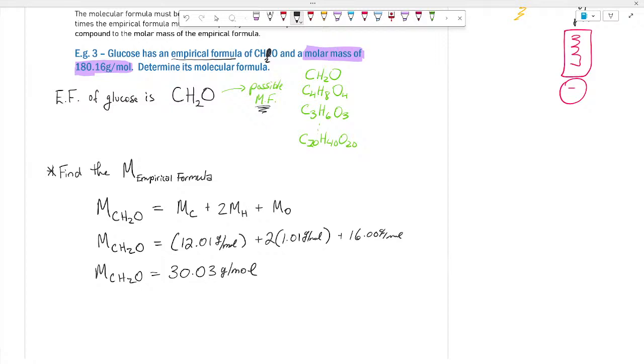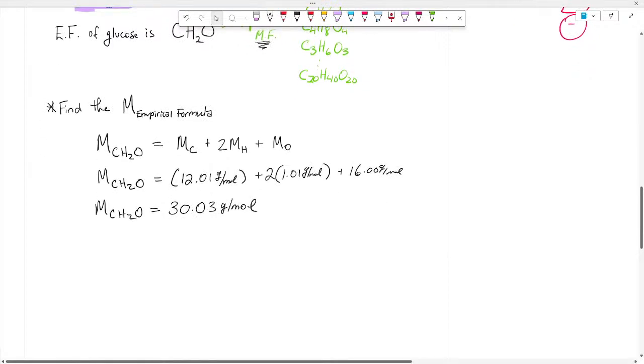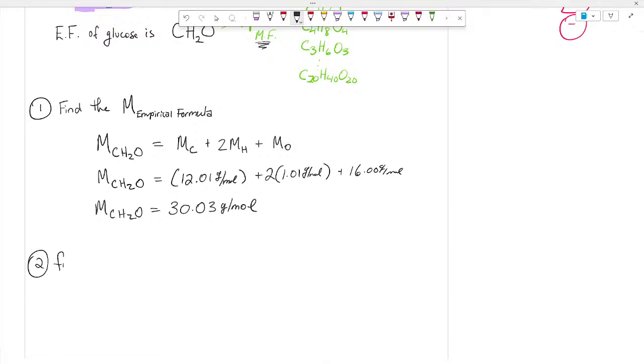This one's pretty nice. If you know your times tables, you can probably eyeball how many times bigger the real thing is. Right? Because you probably know that what times 3 would be 18. So 6 times 30 would be 180. But you don't have to know that. Because now here's what we do. Step 1 was find the molar mass of the empirical formula. And then 2 is find how many times bigger the real thing is.